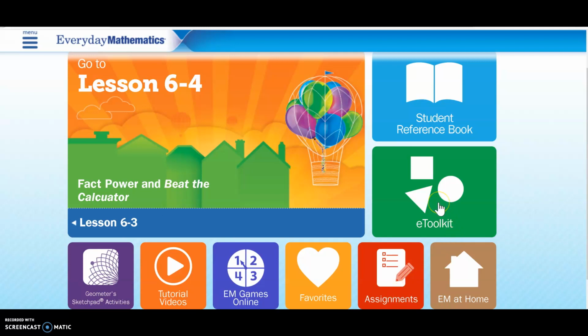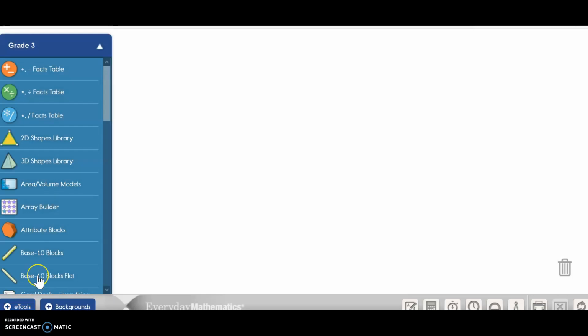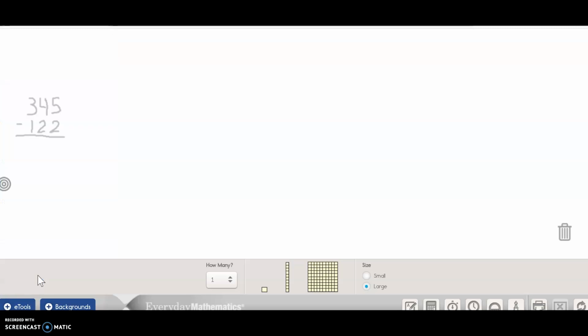First, we're going to click on eToolkit. We're going to solve the problem you see here. First, click on eTools. I like the base 10 blocks flat. I also like the small size.